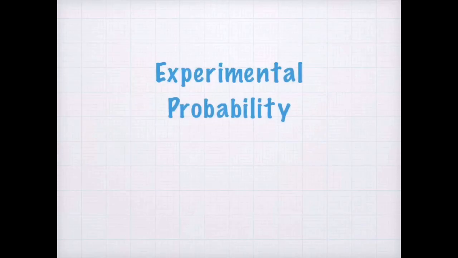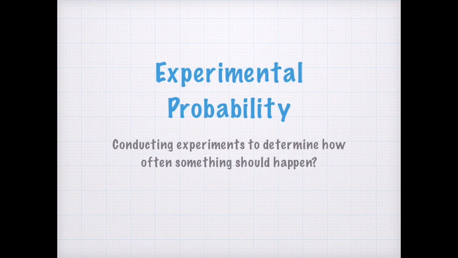Welcome back, everyone. Today's lesson is about experimental probability. Experimental probability is conducting experiments to determine how often something should happen.